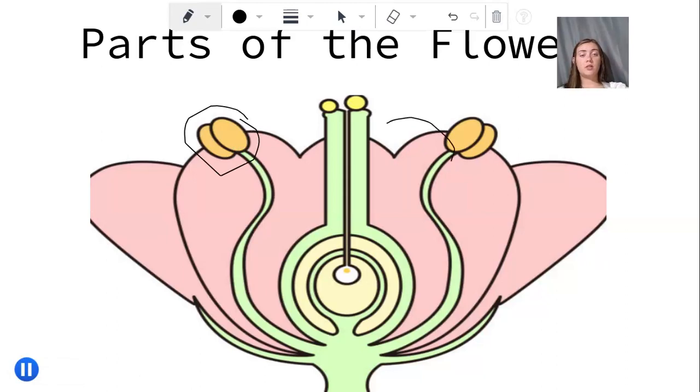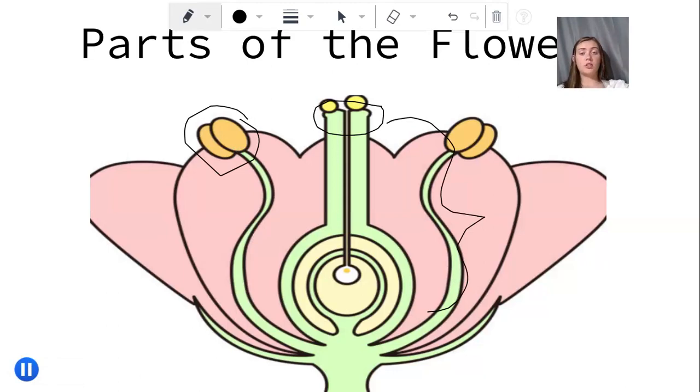The pistil is this huge structure right here in the middle. It's composed of 5 different structures inside of it. The first structure is the stigma. That little guy right at the opening. He is in charge of grabbing the pollen and bringing it back into the style, the next part.